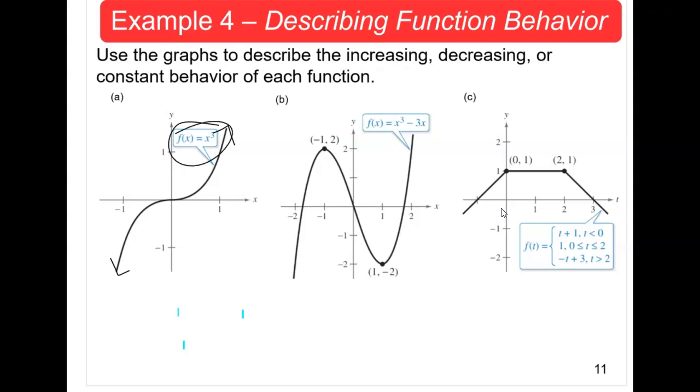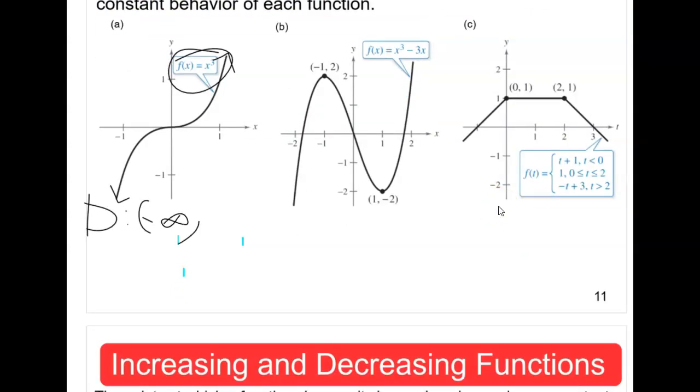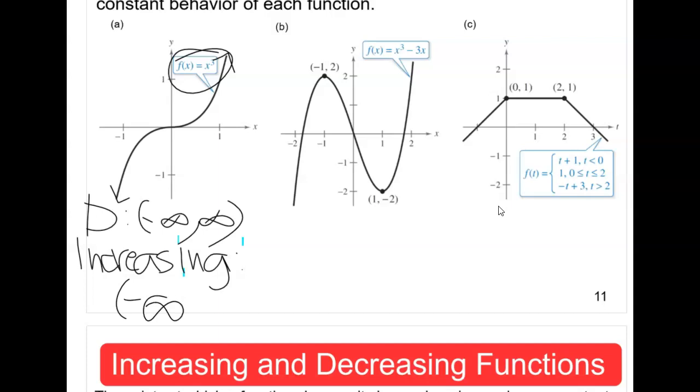Also, we have the equation, so I can tell you for sure that the domain is all real numbers. So we could say from negative infinity to positive infinity. So the increasing part is going to be from negative infinity to positive infinity, just like the domain.